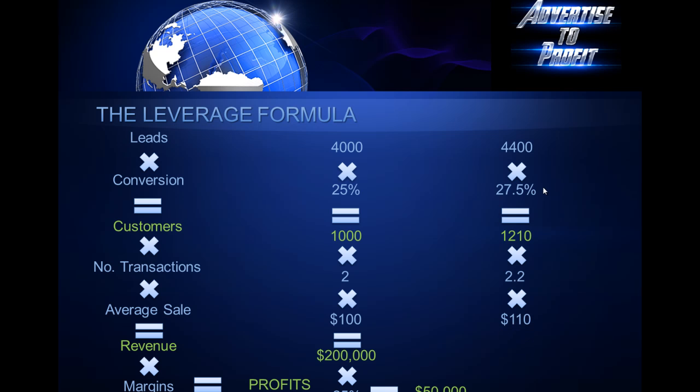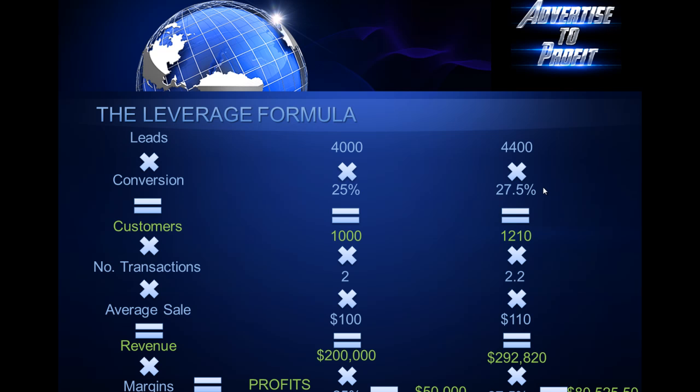So add another 10% there. So straight away we can see, as a result, our revenue's now jumped to $292,820. So that's more than a 10% increase there. But then even further, when we look at our margins, we'll increase that to 27.5. Then our profit jumps to 80,000. So that's a $30,000 increase just by increasing the 5 areas in our formula by 10%.